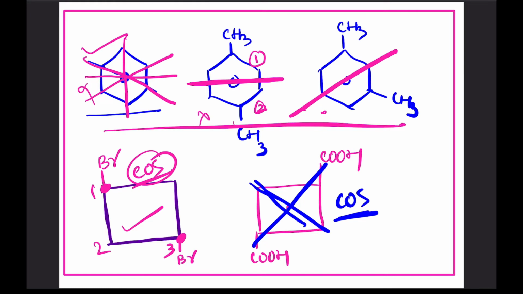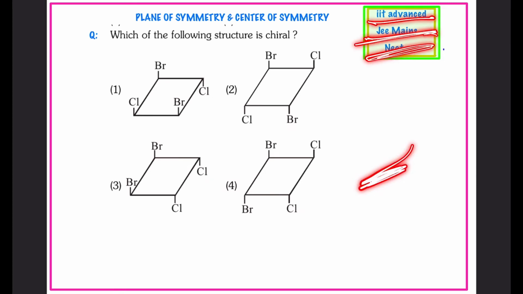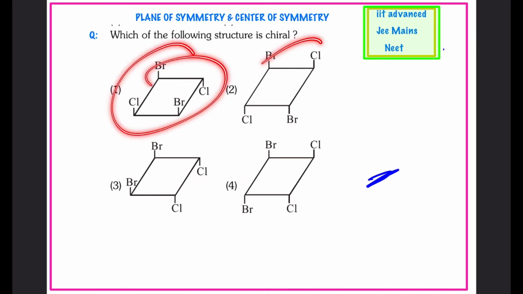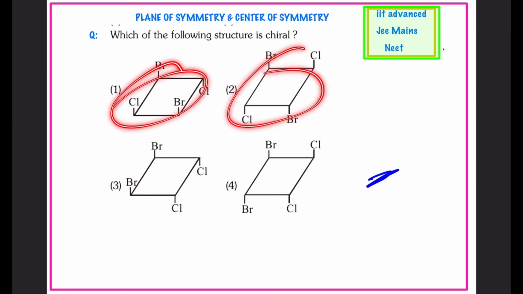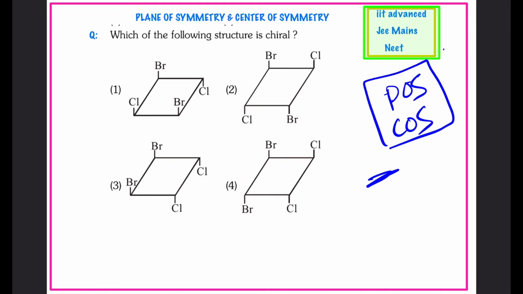Let us see one question on the basis of the same concept. Here is a question which was previously asked in many exams. It has been asked in IIT Advanced, JEE Mains, and NEET also. The question is, which of the following structures is chiral? All the molecules have chiral centers; all four carbons in every molecule have a chiral center. But we have to check whether they have any POS or center of symmetry. We have to check which of them is present in them.